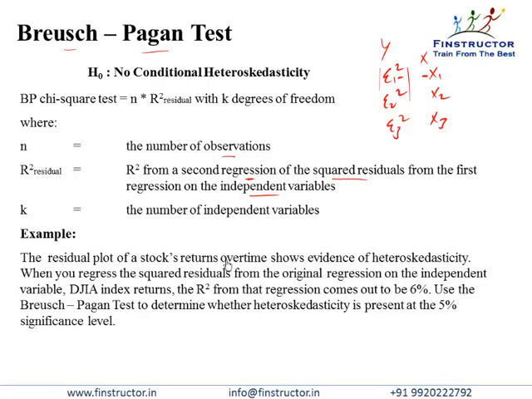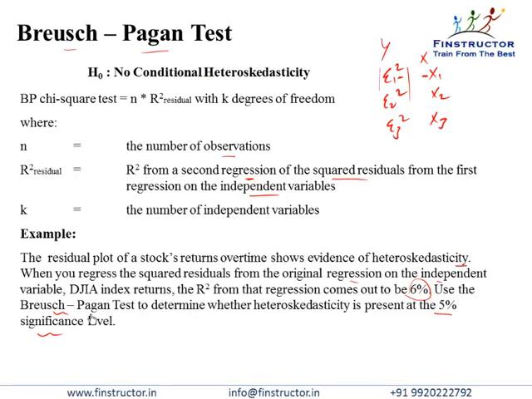The residual plot of a stock's returns over time shows evidence of heteroskedasticity. When you regress the squared residuals from the original regression on the independent variable, that is the Dow Jones Industrial Average, the R square from that regression comes out to be 6%. Use the Breusch-Pagan test to determine whether heteroskedasticity is present at the 5% significance level. The question additionally mentions that 4 years of quarterly data is used.